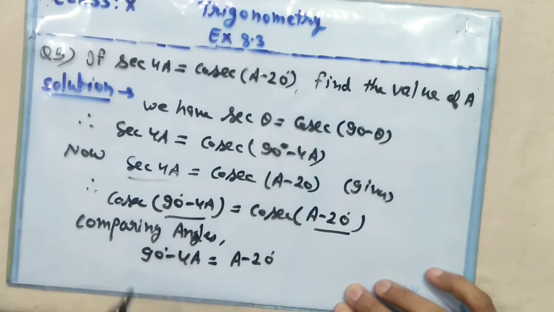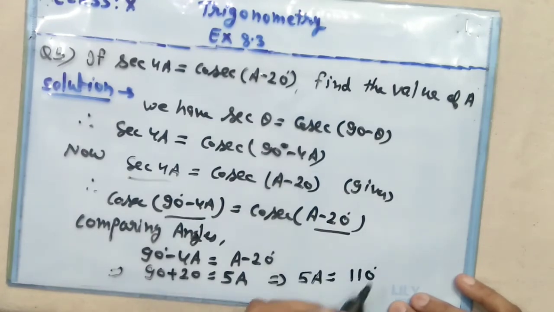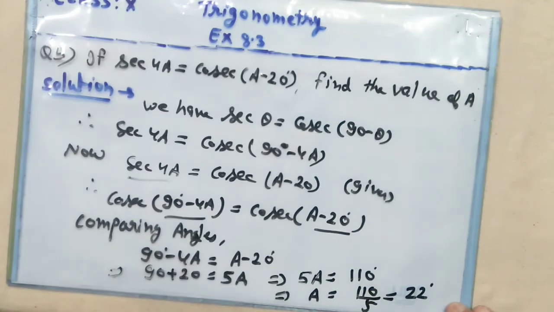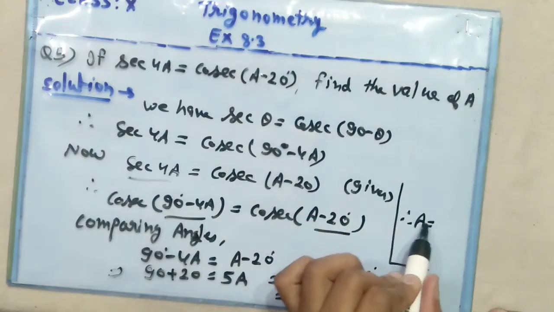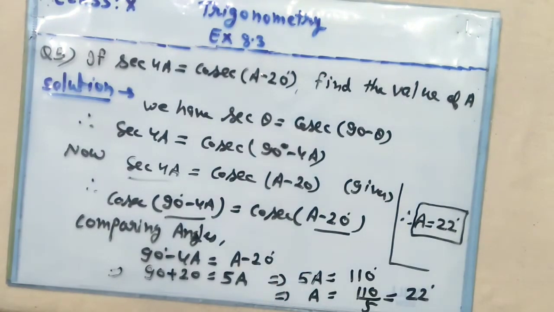We'll take a to one side and 20 to this side. Therefore, 90 plus 20 is equals to 5a, or we can have 5a is equals to 110, or a is equals to 110 upon 5 is equals to 22 degree. Therefore, a will be 22 degree, or you can write it here. Therefore, a is equals to 22 degree will be your answer. Hope this is quite clear. It was an easy question. Let us see one more.